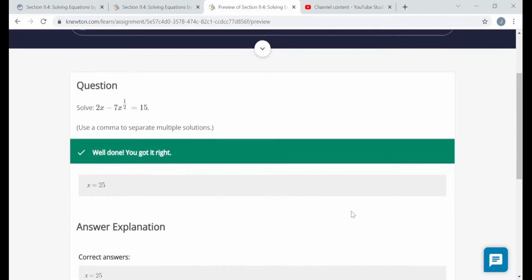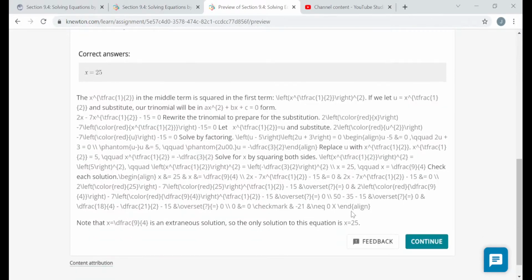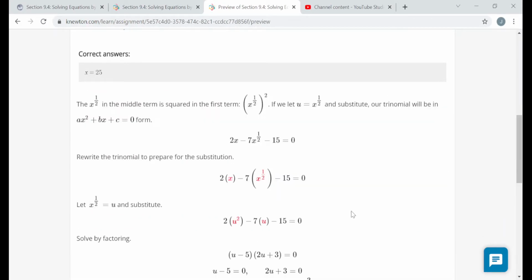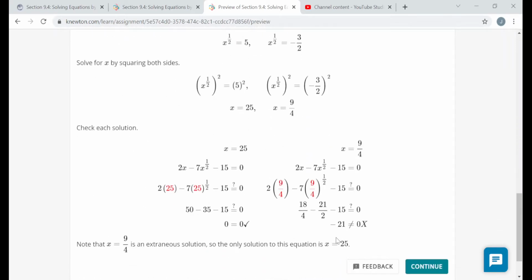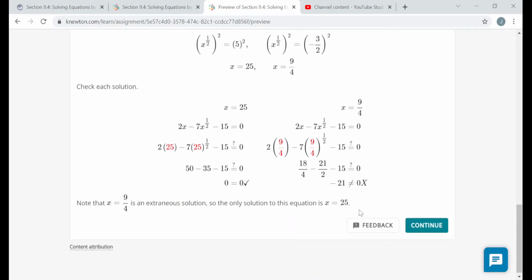Well done. And again, they're going to point that out in the answer explanation, I'm sure. See, they point out that 9/4 doesn't actually work. So it's extraneous, and the only one that works is 25. So just be careful again when you have fraction powers and the denominator of that fraction is even. You got to be a little more careful, a little more wary of things. But you should be checking your solutions anyway. That's just something you should do for any equation anyway.